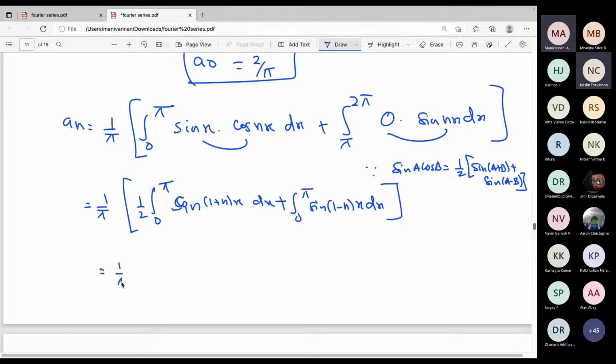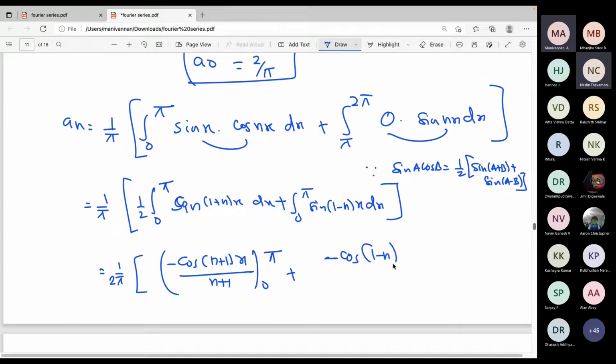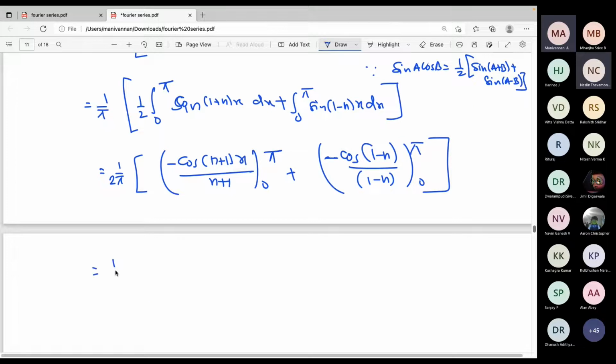So remaining, it is 1 by 2 pi times sin of (1 plus n)x, which integrates to minus cos of (n plus 1) into x divided by n plus 1, from 0 to pi, plus minus cos of (1 minus n)x divided by 1 minus n, also from 0 to pi. Okay, so now it is 1 divided by 2 pi. So just substitute the limit here. Minus 1 divided by n plus 1, I just take outside of this.